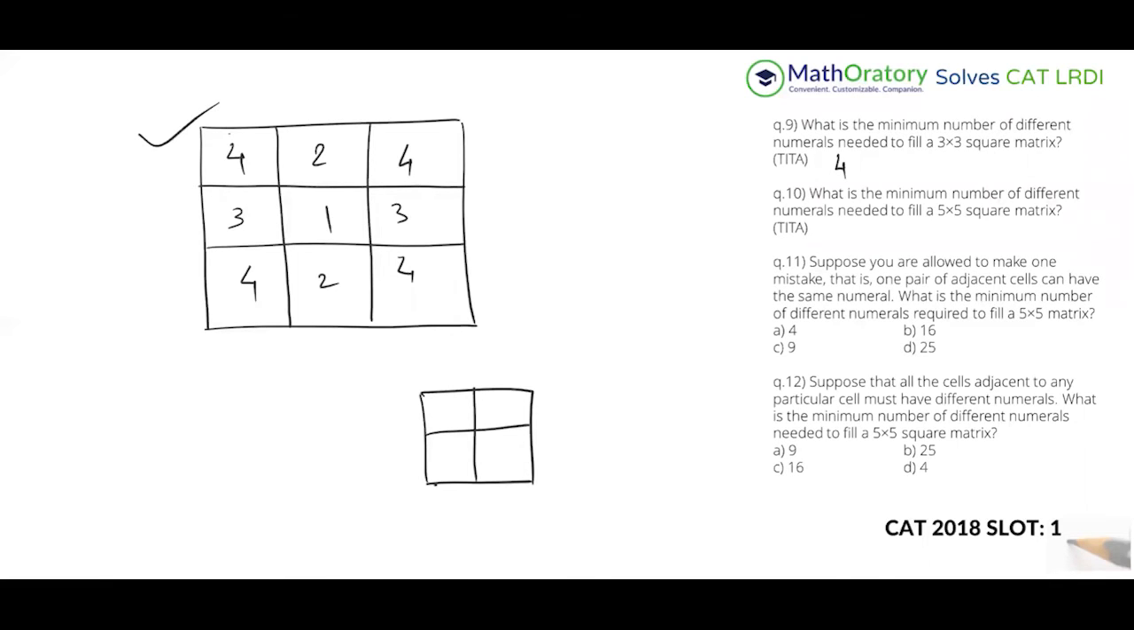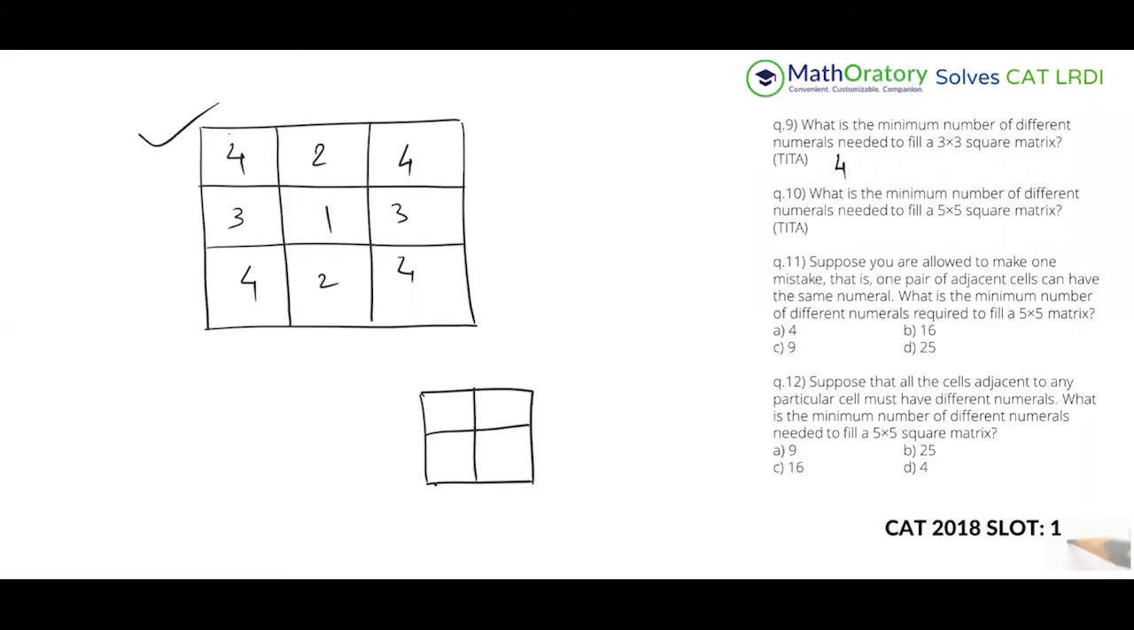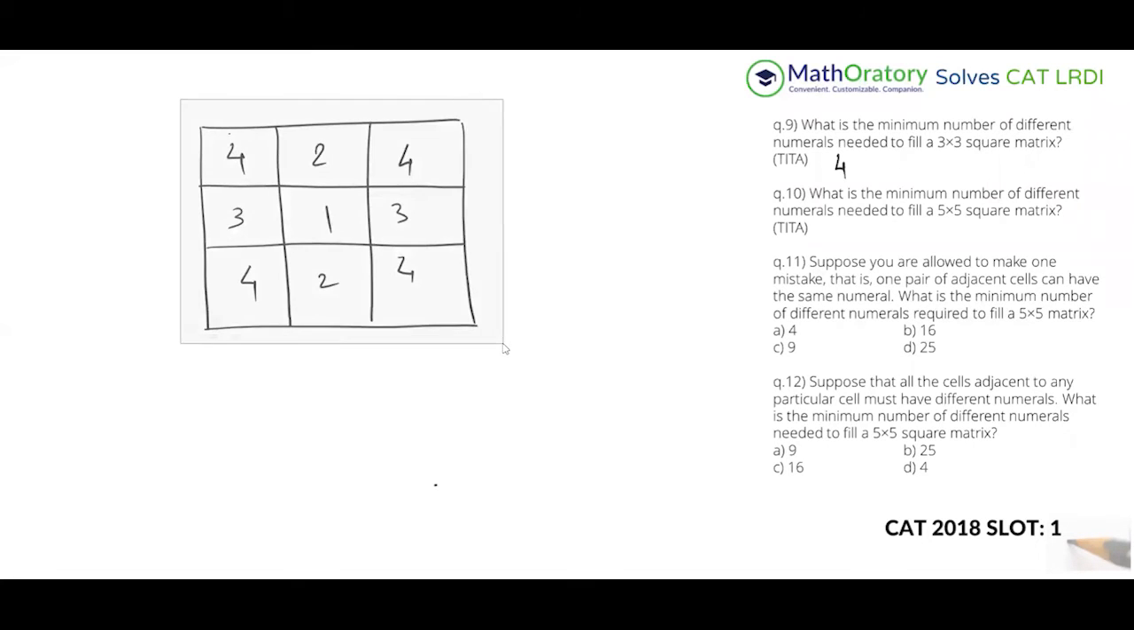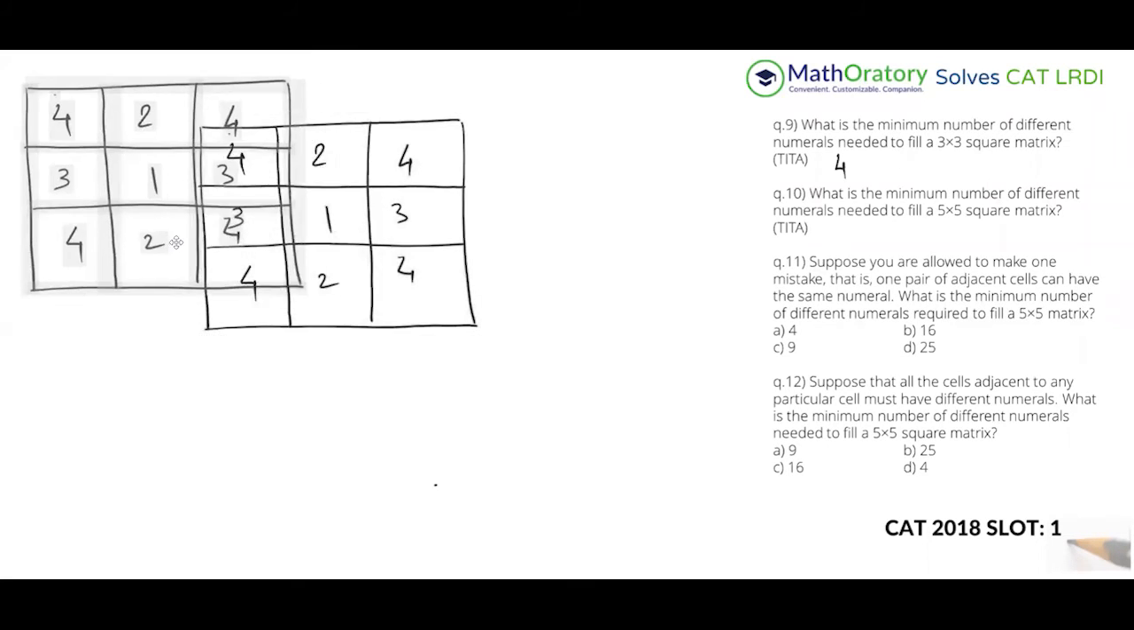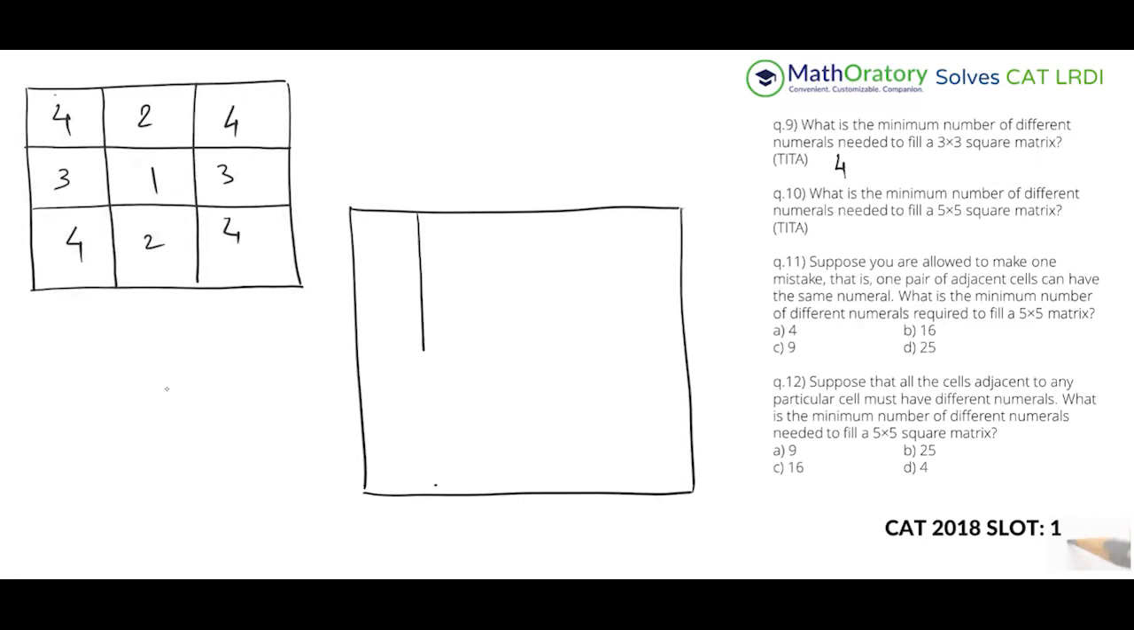Let's do the same thing for question number 10, and that is for a 5 cross 5 grid. Keeping that in mind, we cannot do it in less than 4. So let us think if we can do it using 4. When you're solving this, you will have this idea in mind. I'll just keep this for reference, and I'll explain how you can utilize the previous thing that you have already done. So let me first draw 5 cross 5 here.